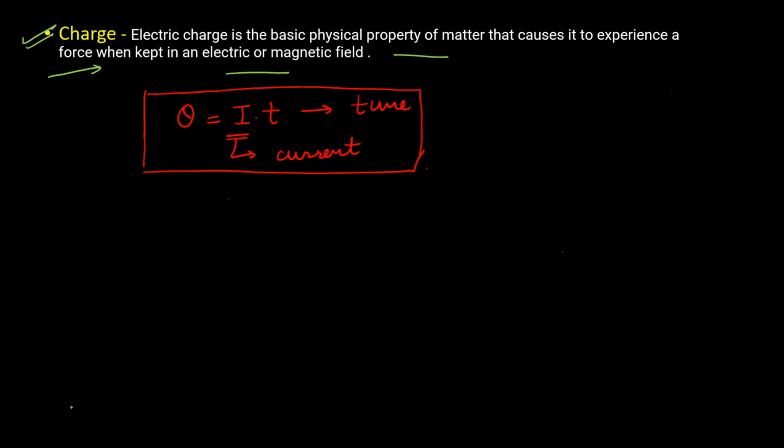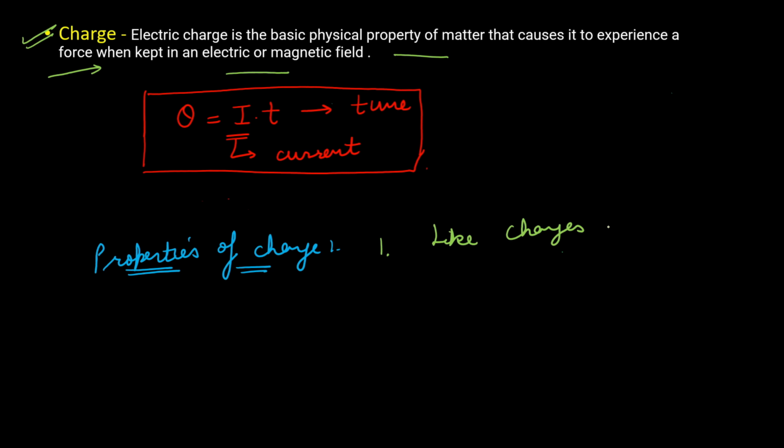The next thing we have are the properties of charge. The first one is that like charges repel each other. For example, if we have two positive charges in close proximity to each other, the force applied by them on each other will be in the opposite direction. So they will try to repel each other.